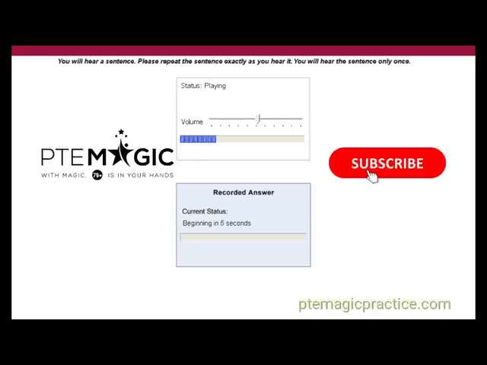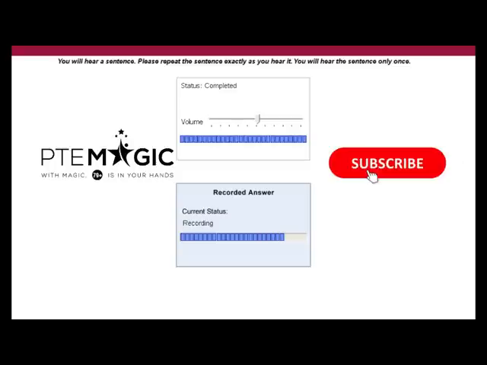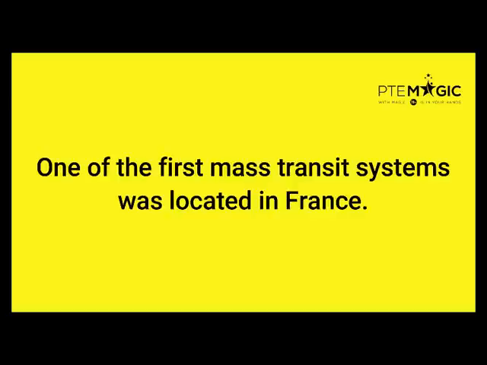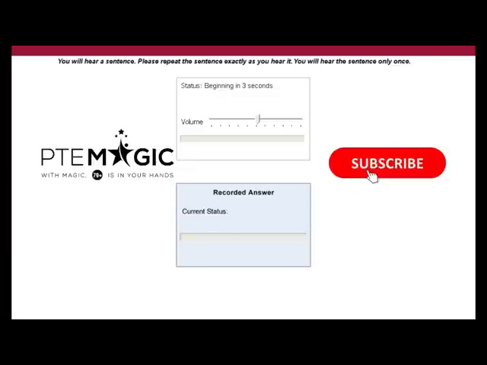One of the first mass transit systems was located in France. Fungi are important in the process of decay, which returns ingredients to the soil, enhances soil fertility, and decomposes animal debris.